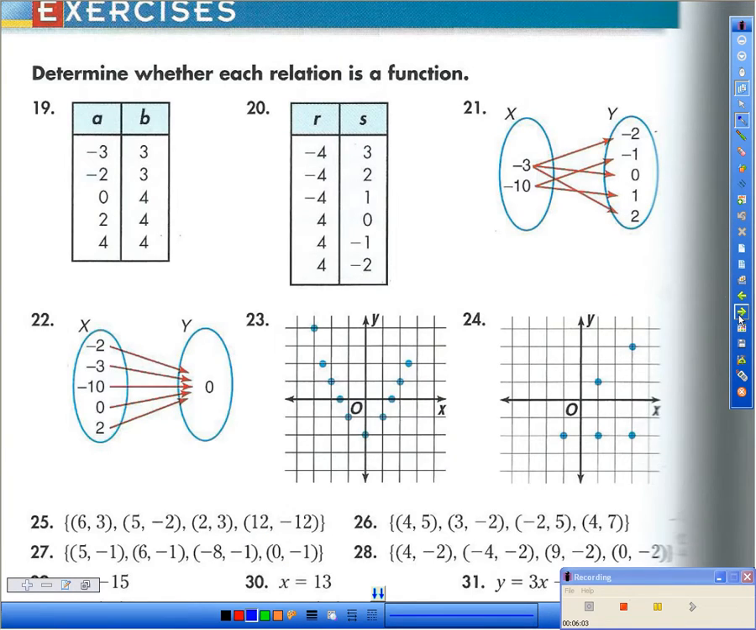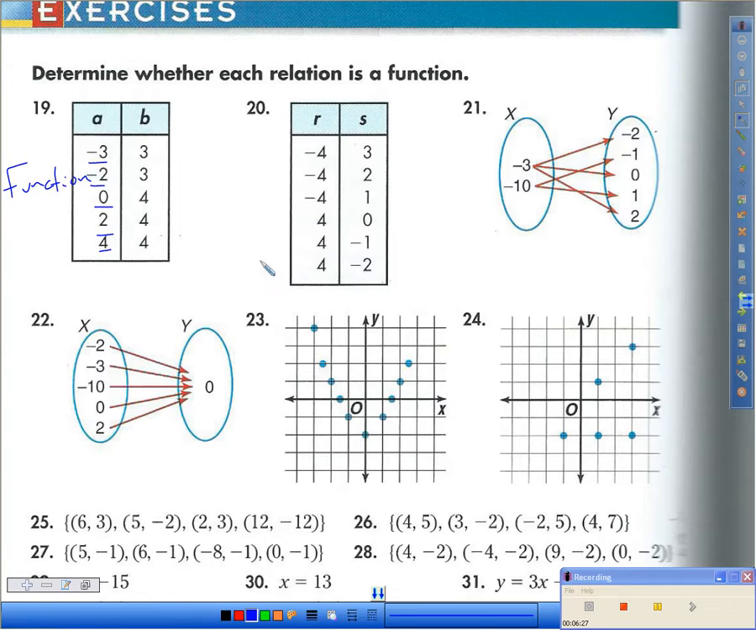On the next page, we're doing the same thing. Determine whether each relation is a function. Well, we need to analyze the a's. In this case, we have a's and b's instead of x's and y's. Analyze the a's and see if any of those a's repeat. We see that we have negative 3, negative 2, 0, 2, and 4. So since none of these repeat, then we know that number 19 is a function.